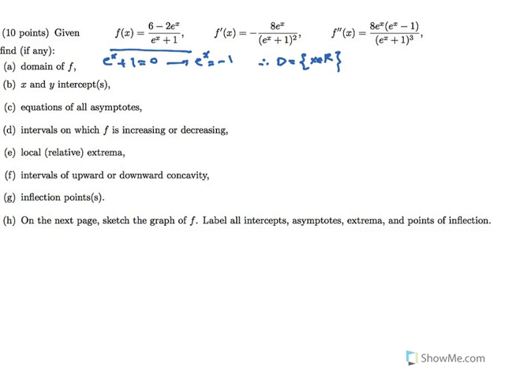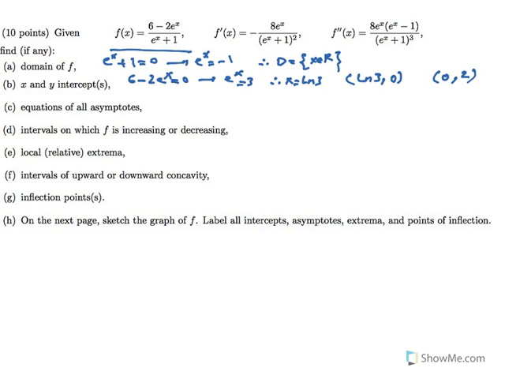X-intercept. To find the x-intercept, y must be 0. If a fraction is 0, the numerator of the fraction is 0, meaning 6 minus 2e to the power of x equals 0. Therefore, e to the power of x equals 3. X would be ln of 3. ln of 3 and 0 is the x-intercept, and for the y-intercept, you simply replace x by 0, you get (6 minus 2) divided by 2, which is 2.